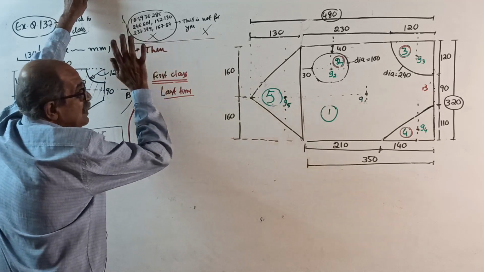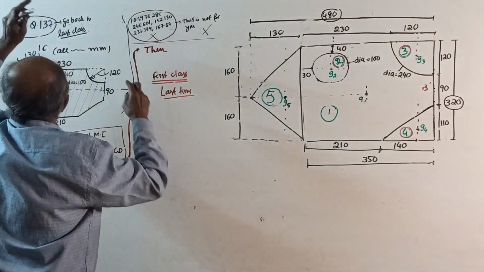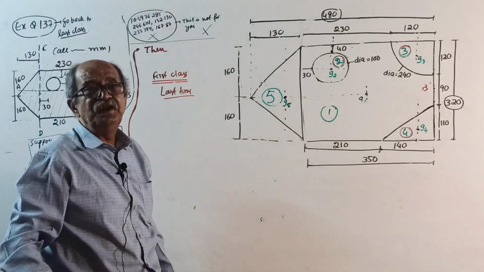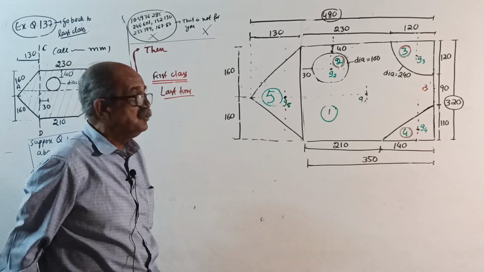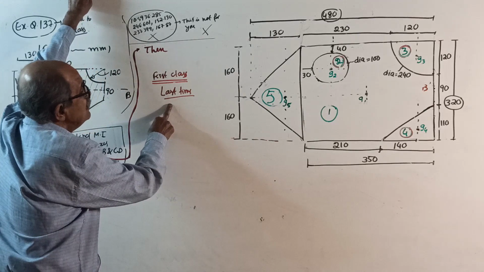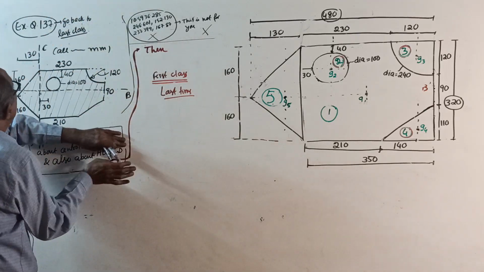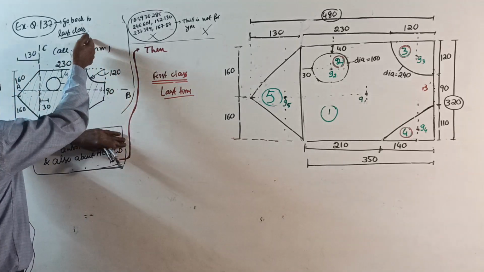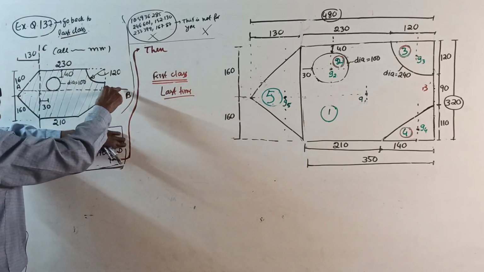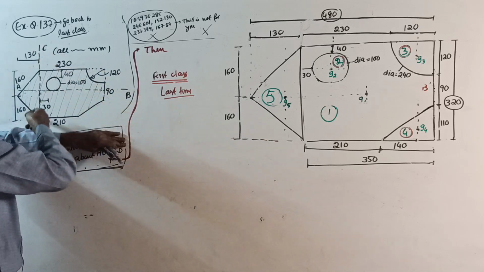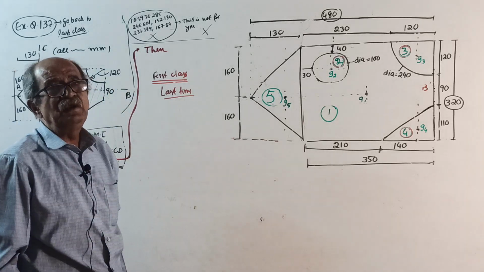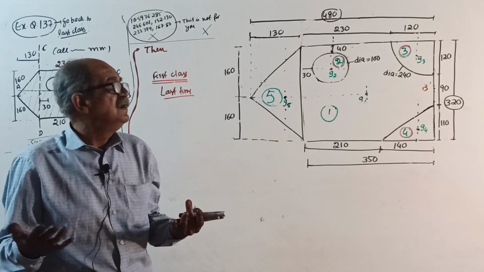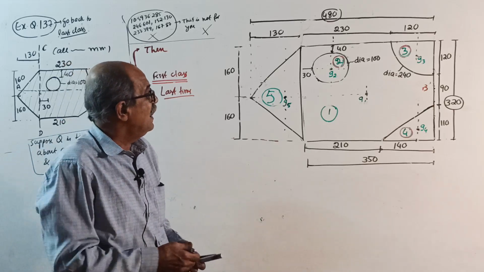First write. Go back to last class. Just now we finished question number 138. Write there, just now we finished question 138, where the same sketch was given. They marked an axis AB here and CD here, and they asked us to find the moment of inertia about AB and CD.